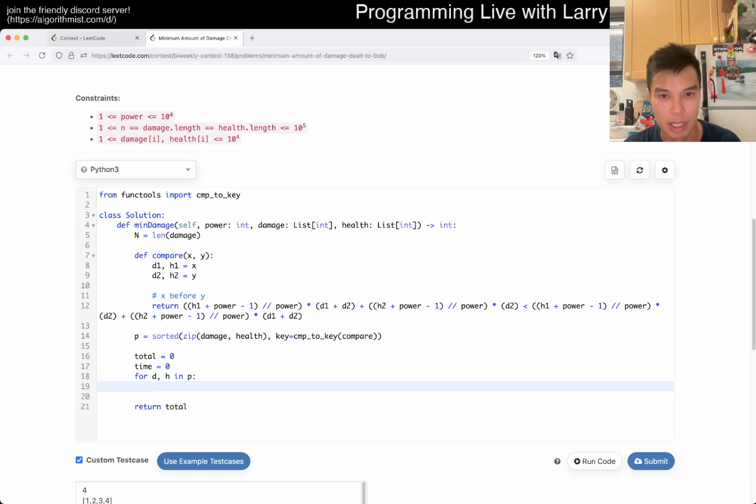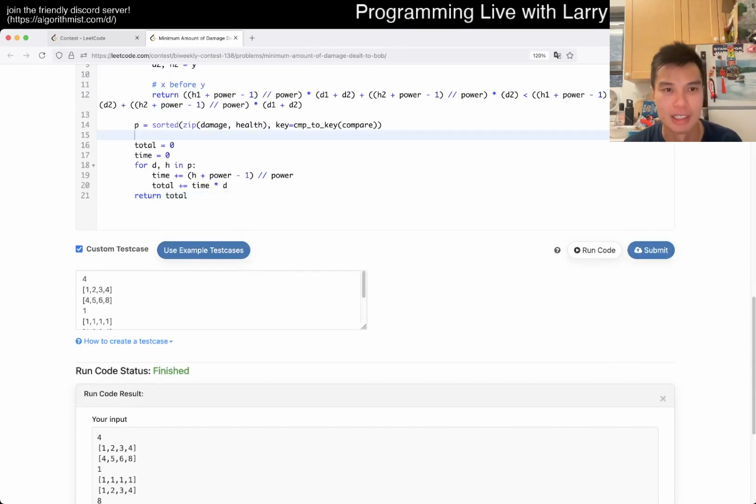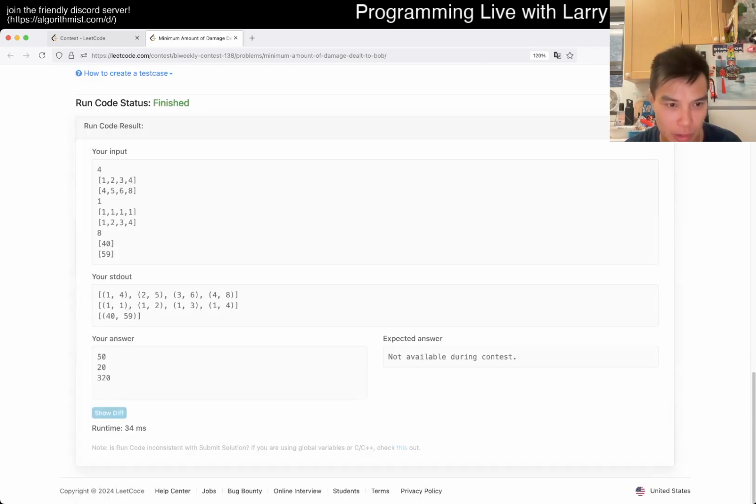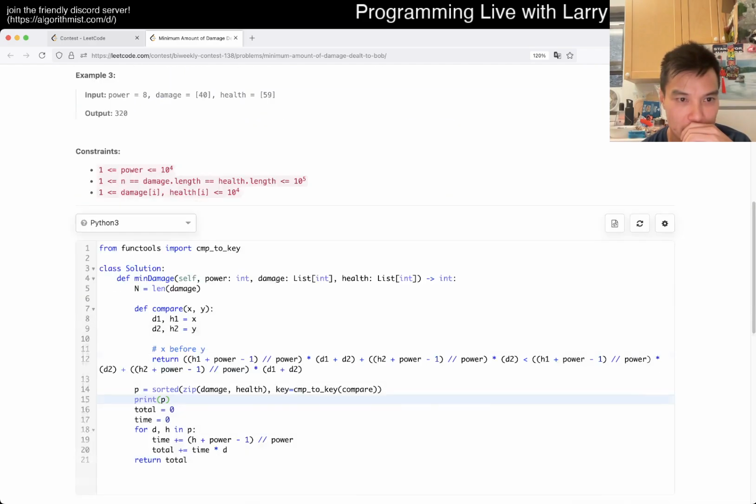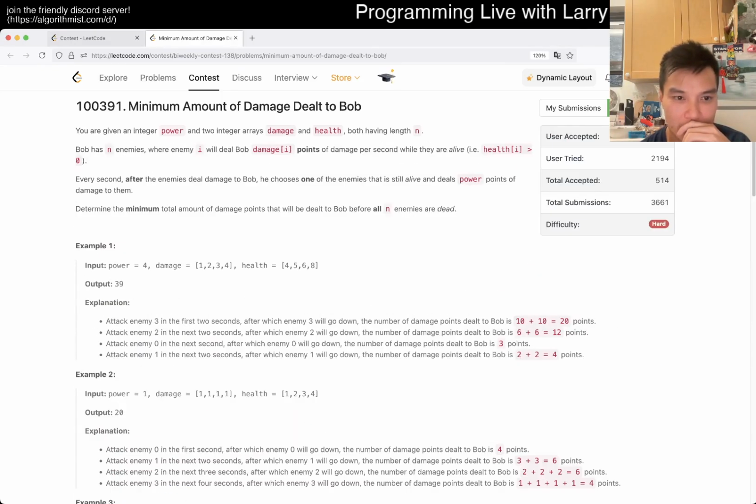So then the total time is going to be equal to h plus power minus 1 over power, that's just the time, I guess. Okay, fine. And then total, we add time times damage. So then that's it, in theory. It's not right, though. But okay, fine. Why? I have to double check whether it's the sorting or the actual math. Right? 50 sounds really off. 320 is right, though. I mean, so we get one thing right. Okay.